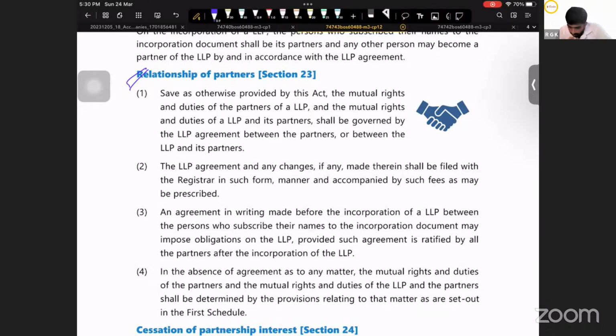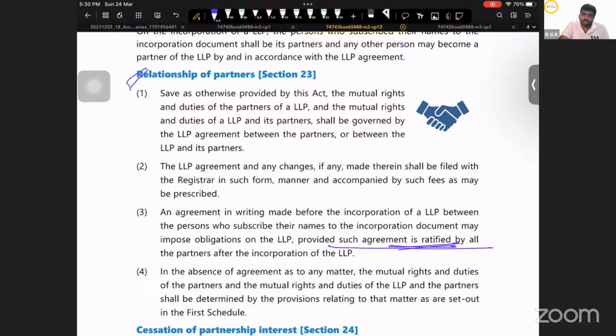An agreement in writing made before the incorporation of LLP between persons who subscribe their names to the incorporation document may impose obligation on LLP, provided such agreement is ratified, approved by all the partners after the incorporation of LLP. So if an agreement is made even before the incorporation of LLP, you can follow the same agreement provided it is ratified by all the partners after incorporation of LLP.